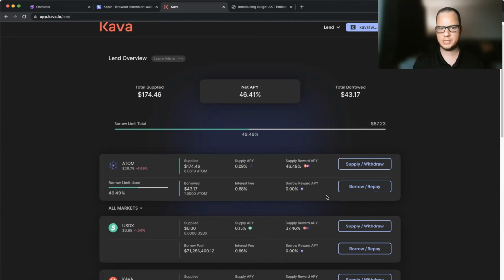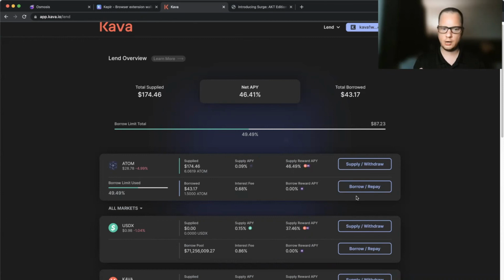And so with that being said, I hope you guys find this video helpful. For those that aren't interested in the borrow feature, then just lend it and you can get that high APR. But again, what we did is we brought ATOM over from the Keplr wallet. We went ahead and supplied it to Kava Lend to get this APR. And then we borrowed against the ATOM. And then I went ahead and supplied that borrowed ATOM to earn additional yield.